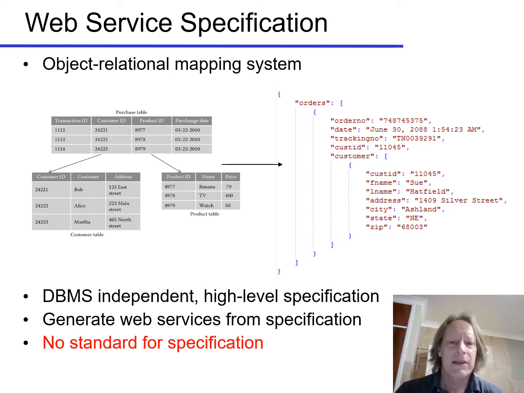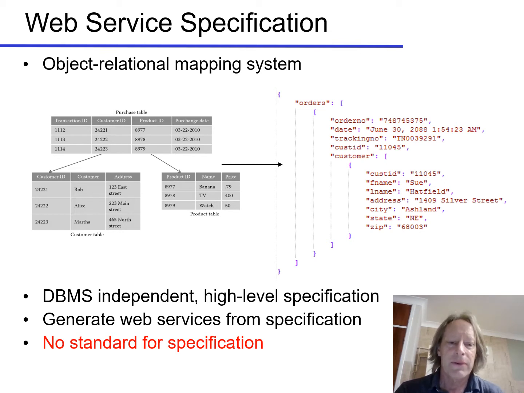Now, the specification provides a very important mapping, and this mapping is between tables within the database, which are relations within the database, and objects provided by the web service. So the web service maps this relational data, this tabular data, into a hierarchical model. This hierarchical model represents an object, and this is called an object-relational mapping system.